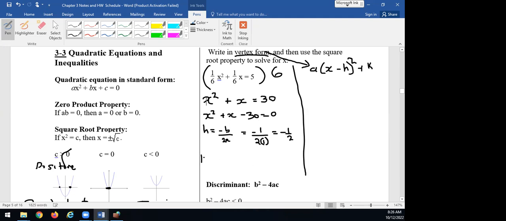Yes, so to find k now, you're going to plug in -1/2 or -0.5, if that's easier for you to punch in the calculator. 1/2 and 0.5, they're the same thing. So plug that in this function and tell me what you get, this function right here. You're going to have -1/2 squared plus -1/2 minus 30, and tell me what you get for that.